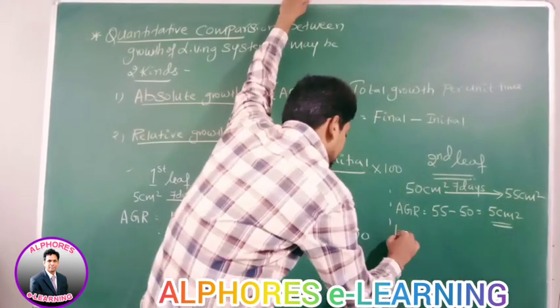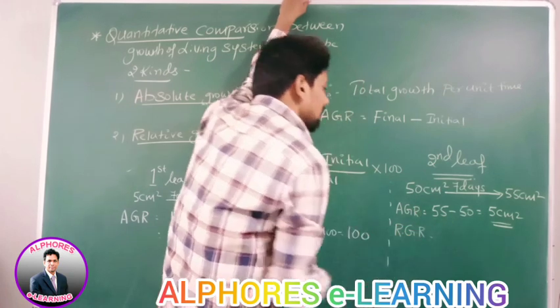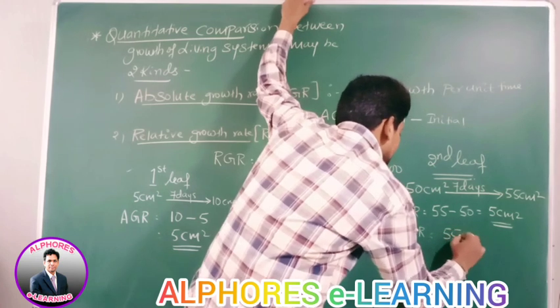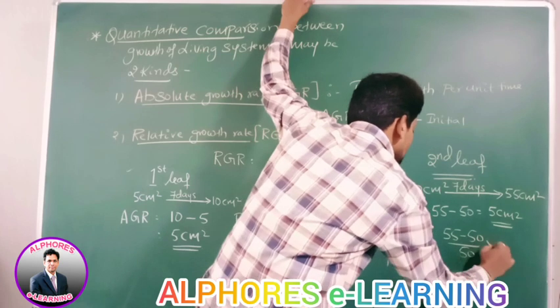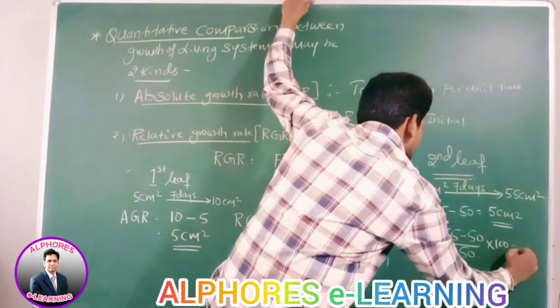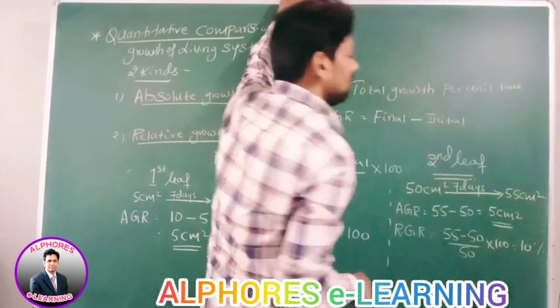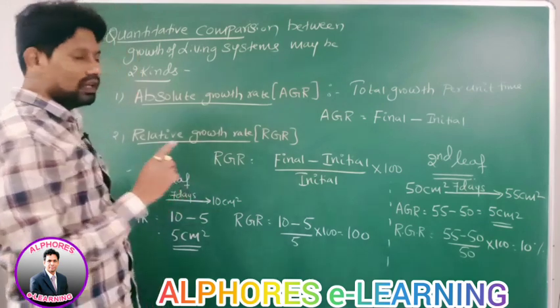Now go for relative growth rate. Relative growth rate means final minus initial by initial into 100. How much will it be? 10%. Is it okay? Now see these two leaves carefully.